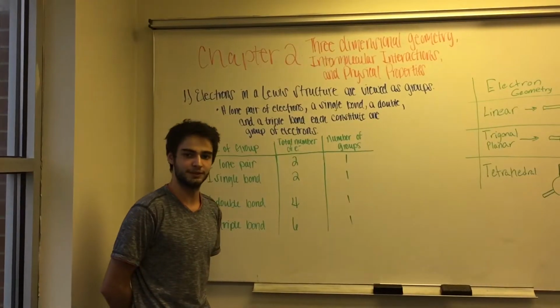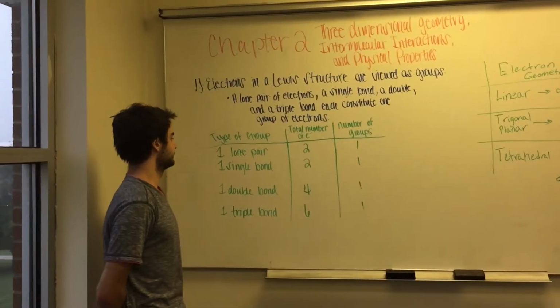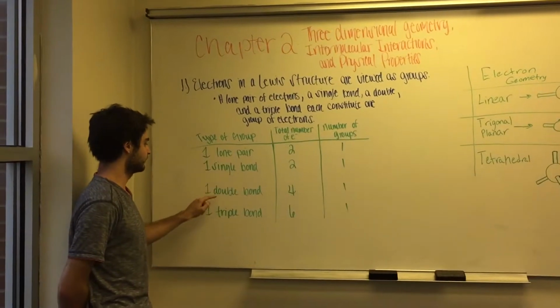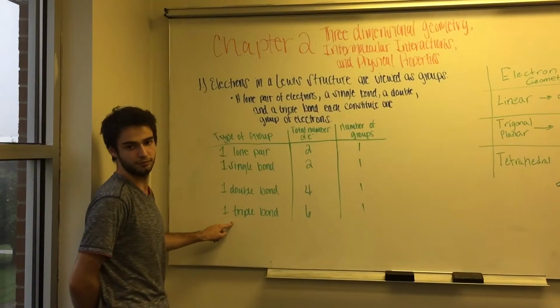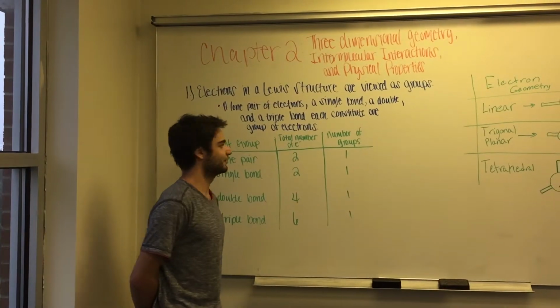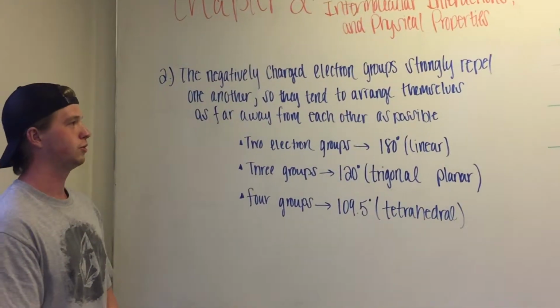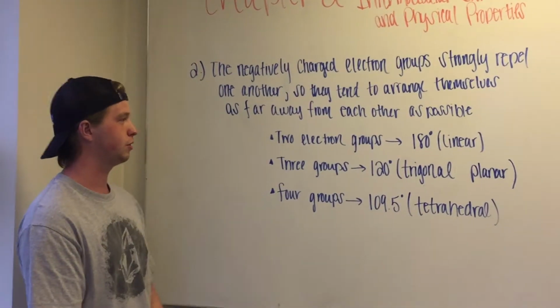I'm going to talk to you about the basic principles of VSEPR. Number 1, electrons in the Lewis structure are viewed as groups. One lone pair, one single bond, one double bond, one triple bond each constitute one group of electrons. Number 2, the negatively charged electron groups strongly repel one another, so they tend to arrange themselves as far away from each other as possible.